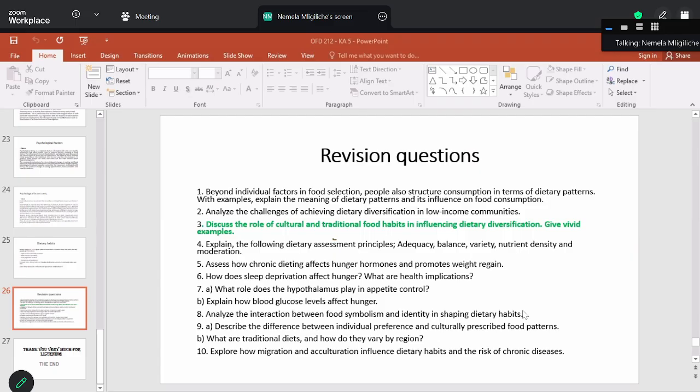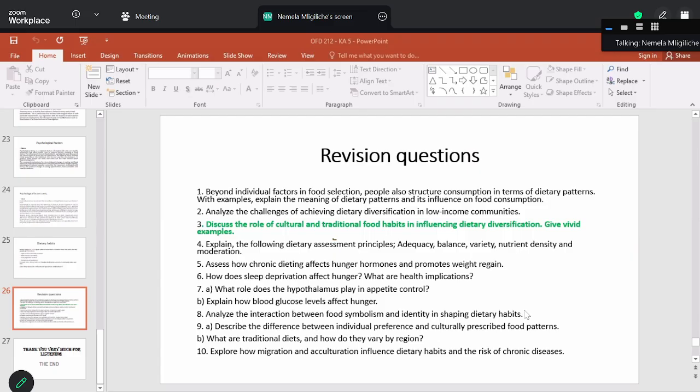So try to link these two by explaining the meaning of each separately, or you can combine the meaning of the two. And when you get a discuss question, you need to look at both sides, the advantageous side and also the disadvantageous side. So you need to discuss both sides and give examples for all those sides.